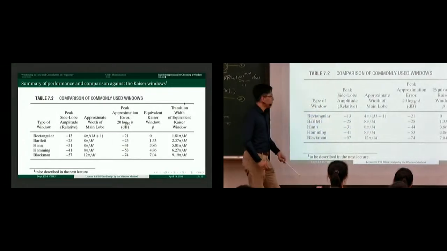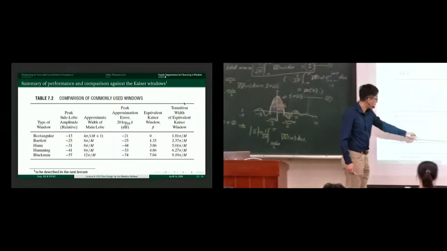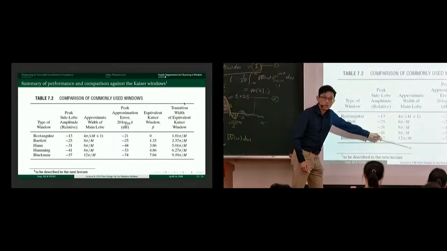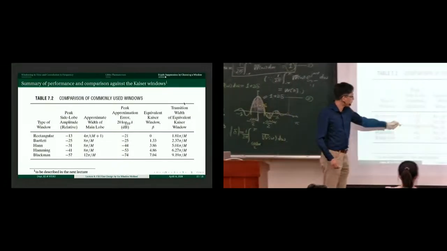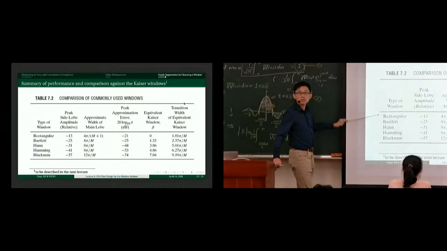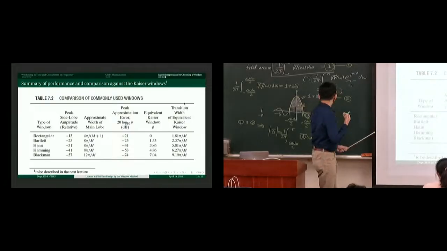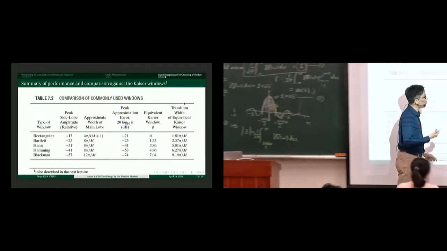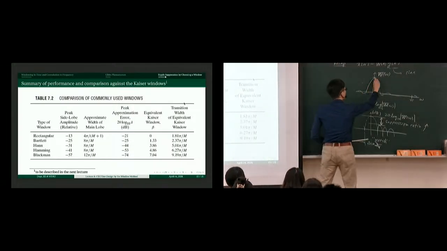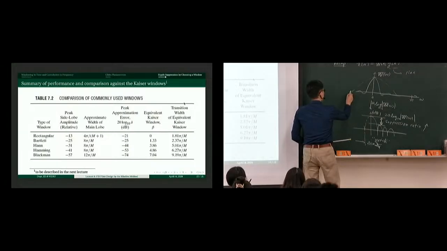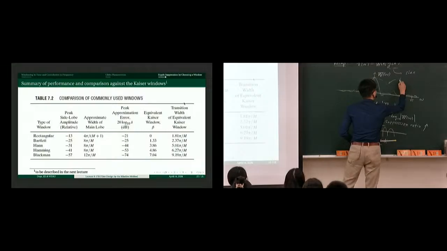But the drawback is that unfortunately it also has the widest main lobe in its Fourier transform. The main lobe is roughly 3 times larger than the rectangular window. So what's the implication? The main lobe width is 3 times wider, with a very small side lobe, almost zero side lobe. This is what the Blackman window looks like.